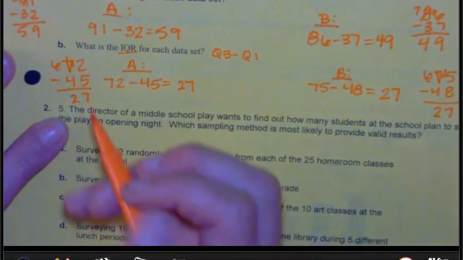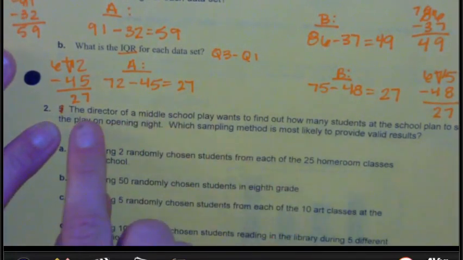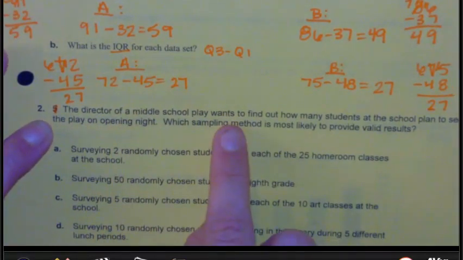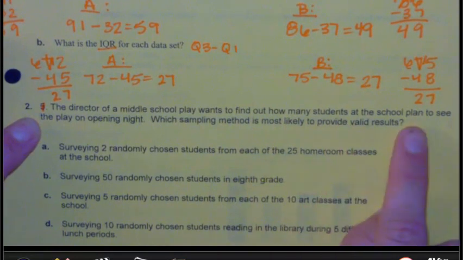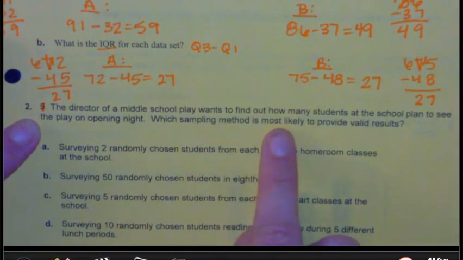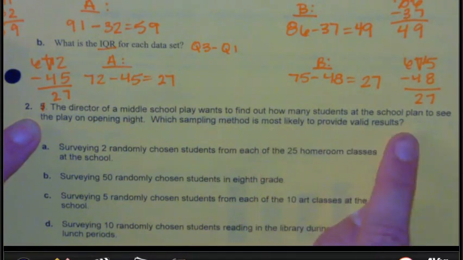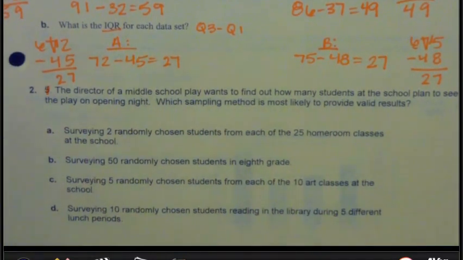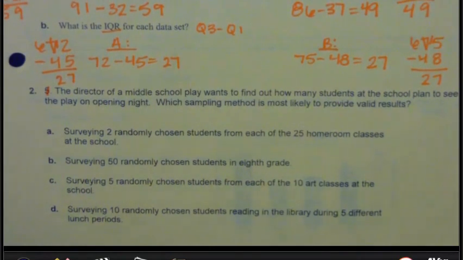All right, number 2, ignore this 5 that's right here. The director of a middle school play wants to find out how many students at the school plan to see the play on opening night. Which sampling method is most likely to provide valid results? Meaning, which one of these chooses a random sample?